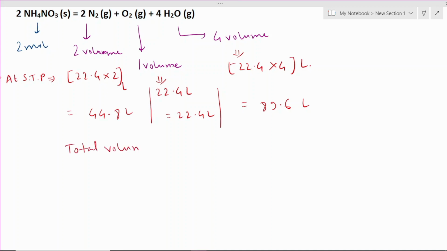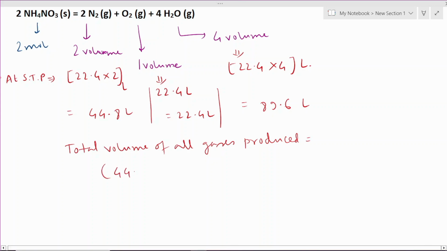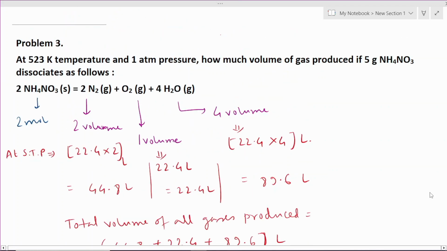So total volume of all gas produced is 44.8 plus 22.4 plus 89.6 liters, that is 156.8 liter. So we can find the total volume of all gas produced is 156.8 liters.